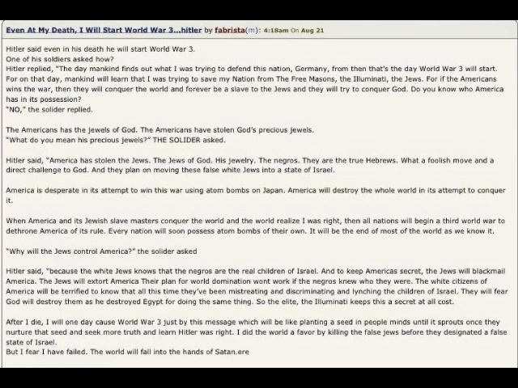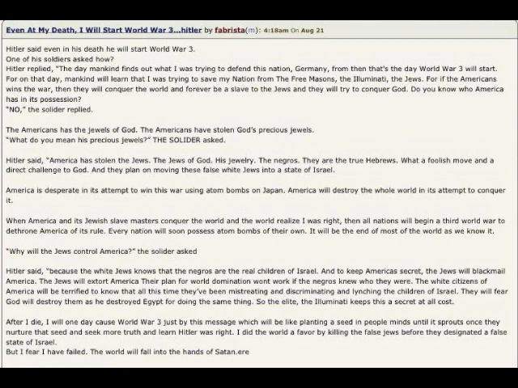And they plan on moving these false white Jews into a state of Israel. America is desperate in its attempt to win this war using atom bombs on Japan. America will destroy the whole world in its attempt to conquer it. When America and its Jewish slave masters conquer the world and the world realizes I was right, then all nations will begin a third world war to dethrone America of its rule. Every nation will soon possess A-bombs of their own. It will be the end of most of the world as we know it.